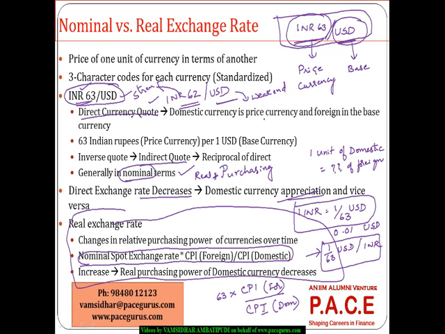So in case of direct exchange, when I am looking at it and I see that the number has gone down, I say that the domestic currency has appreciated and the foreign currency has depreciated. And if I see that the number has gone up, it means the weakening or depreciation of the domestic currency. So this kind of understanding, of when we call something depreciation and when we call something appreciation, we really need to understand by looking at the quotes.